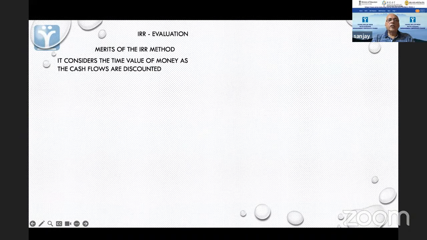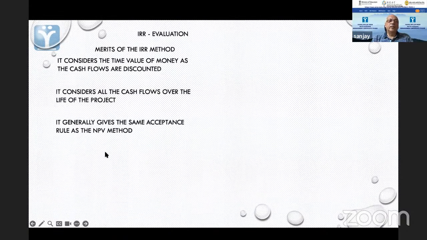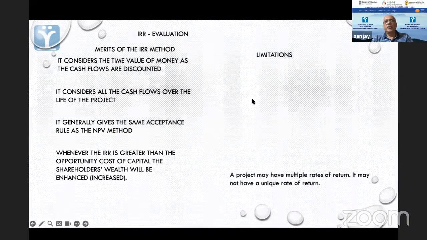So coming to an evaluation of IRR, what exactly are the good points of using the internal rate of return as a method of evaluation? So it considers the time value of money. The timing of the cash flows is used. It discounts them to arrive at the present value. It considers all the cash flows over the life of the project. And it has the same acceptance rule as NPV. Whenever the IRR is greater than the opportunity cost or cost of capital, the shareholders' wealth will be enhanced. Whenever it's lower, you should stay away from it.